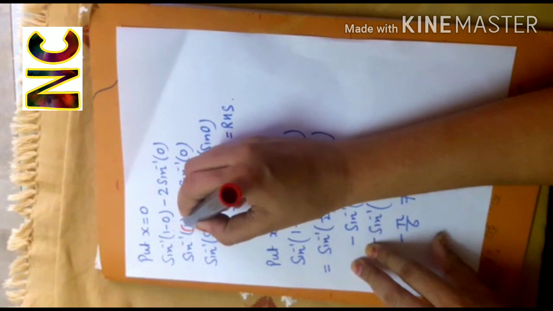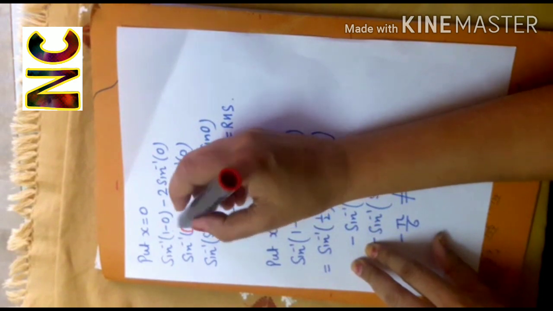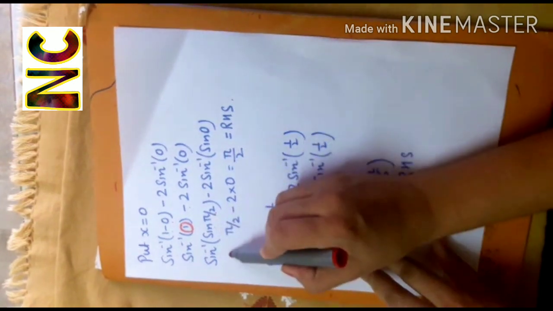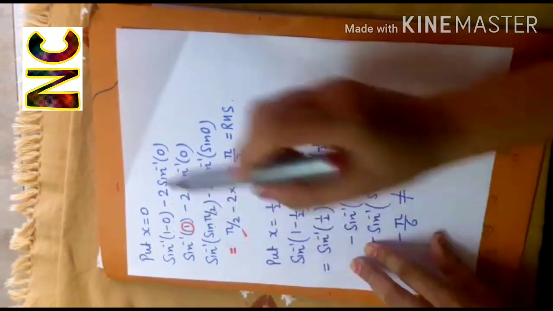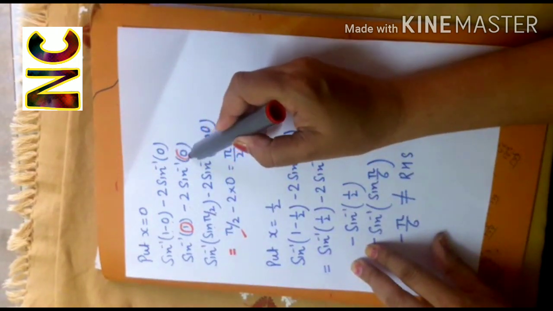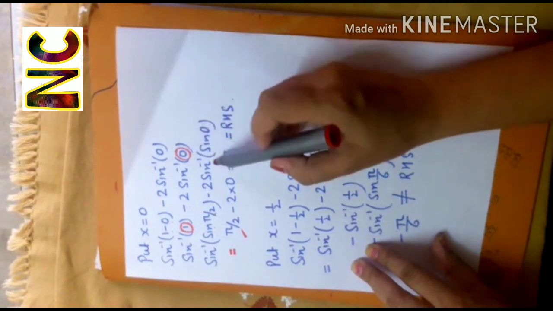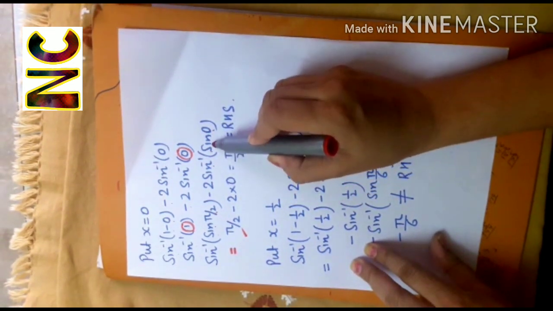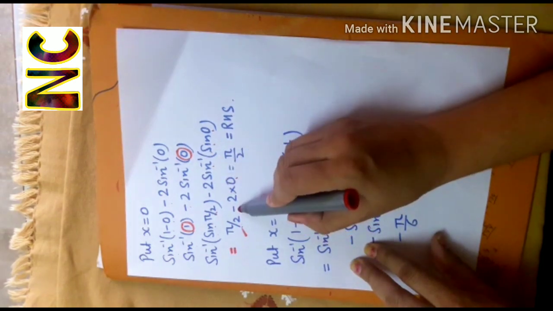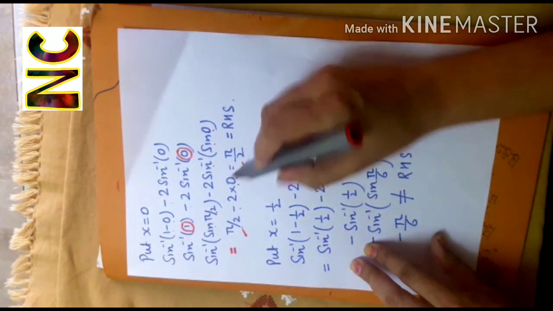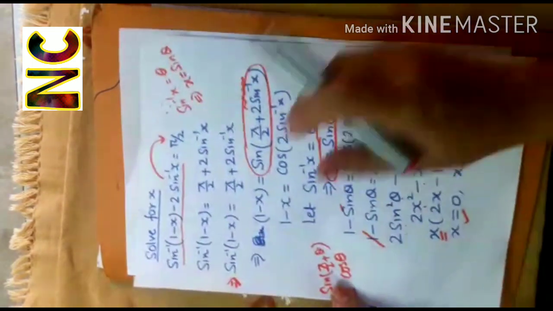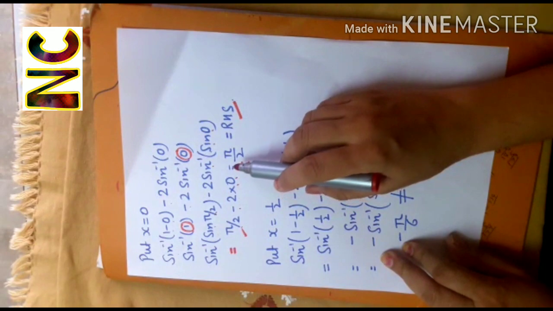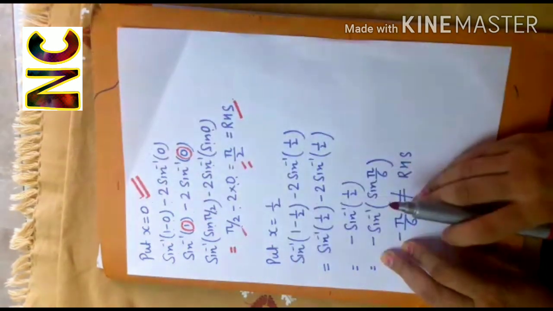Now think of the angle whose sine is 1, which is sin(π/2). So I'll get sin⁻¹(sin π/2), which is equal to π/2. And similarly, think of the angle whose sine is 0. So it is sin 0. So I'll get sin⁻¹(sin 0), which is 0. So π/2 minus 2 into 0 will give you π/2, and it is equal to the right hand side. So x equal to 0 satisfies the equation. So this is the solution.